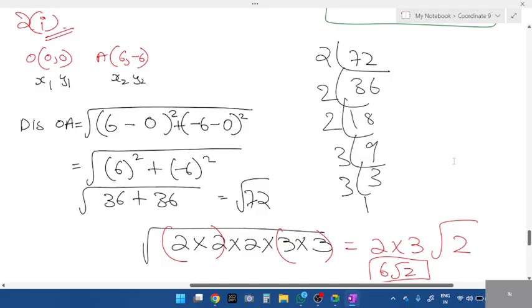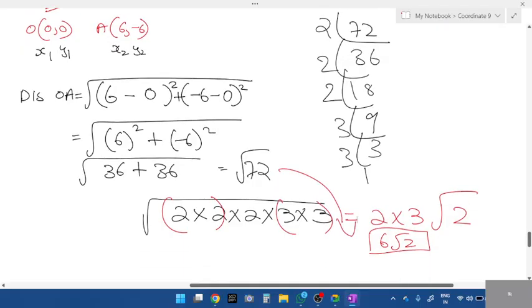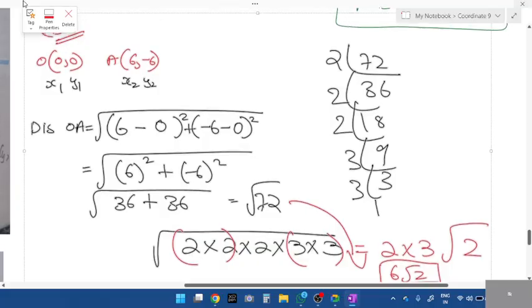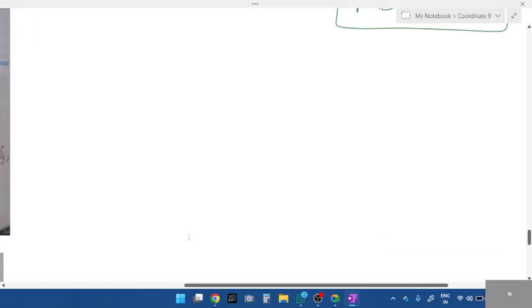Be quick, students. Once you complete, let me know. We'll do the next one. If you just write root 72, they'll reduce marks. You should write the complete answer. Root 72 factorized, 6 root 2 is the answer. Next.